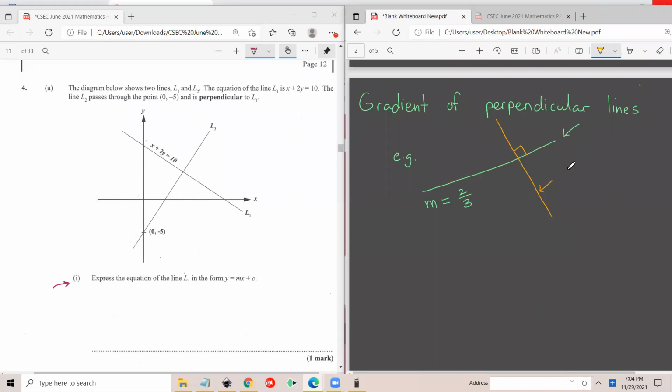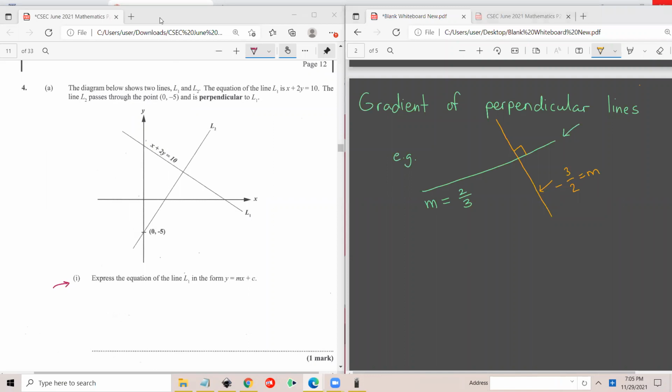So if you flip 2/3, you're going to get what? 3 on 2. And you also have to make the sign the opposite. So if this 2/3 is positive, it will be what? Negative. So the gradient of the orange line is what? -3/2, right? I just say flip and change the signs. But the official name for that, I believe, is the negative reciprocal, okay? Right.